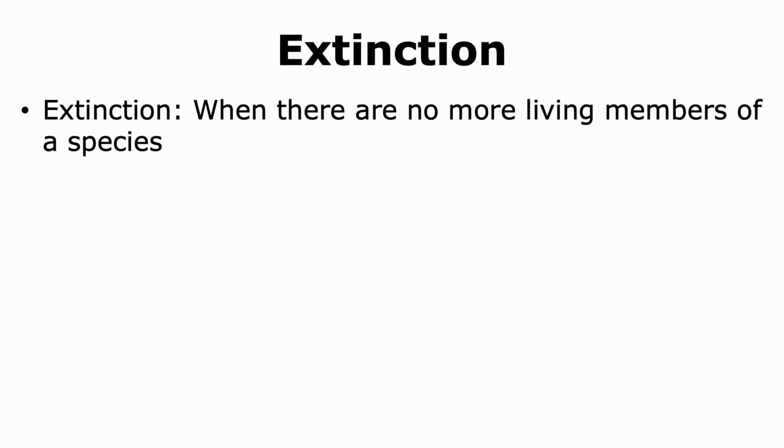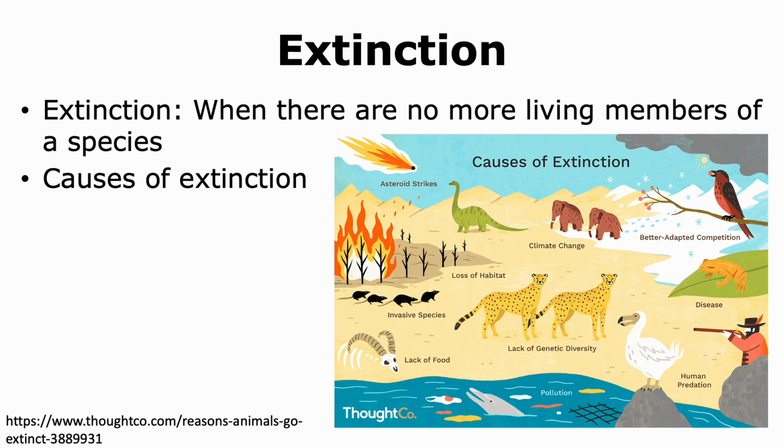All living organisms eventually die. However, extinction is a phenomenon when there are no more living members of an entire species. There are many factors that can cause extinction. These include strikes of extraterrestrial objects on Earth, like asteroids and meteorites. Extinction of species can also occur due to a lack of genetic diversity among the different members of the species. Another factor that can cause extinction is disease. Diseases to which organisms do not have immunity can wipe out an entire species.